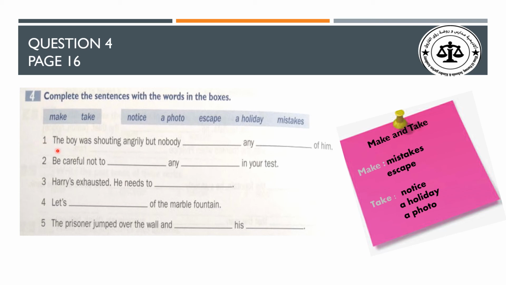Like number 1, the boy was shouting angrily, but nobody would any of him. Notice here we have was. If the sentence is in the past tense, we have to change these two verbs into past. Make, made. Take, took. The boy was shouting angrily, but nobody what? Took any notice, excellent, of him.